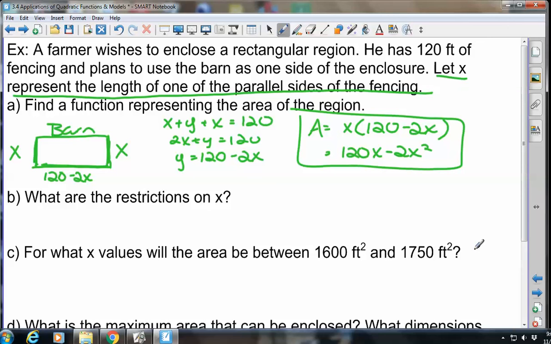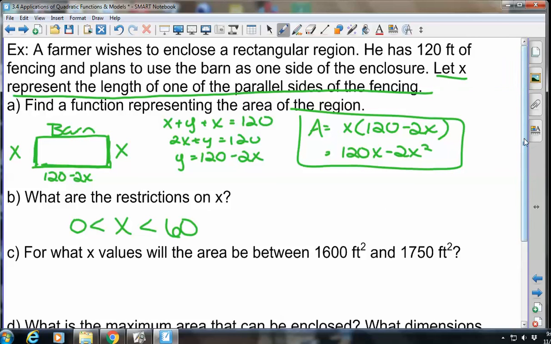What are the restrictions on x? X has to fall between some numbers. What would be the absolute smallest? 0. Would it ever actually equal 0? No, so I'm going to say 0 is less than x is less than the biggest it could be. But if it was 120, both of these would be 120. 60 would be the absolute biggest. Would that make sense? Because if you had 60 on this side and 60 on this side, that would use all of your fence. Okay, so x has to be some number between 0 and 60.